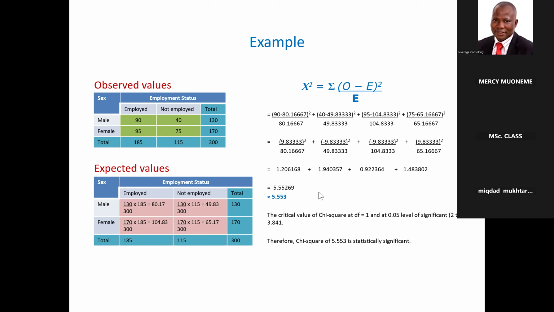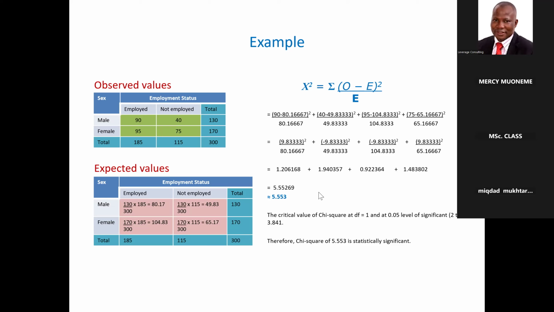So this 90, 40, 95, 75, that is the difference from the percentage we have said. That is the difference we have seen, that it appears that more male are employed than female. But is this statistically significant? Is it due to chance? What is the probability that this difference is due to chance?